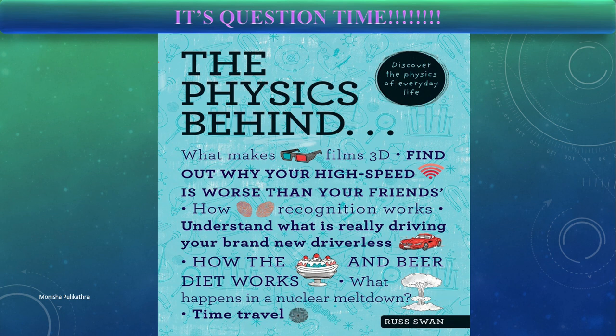First is what makes 3D films 3D? Next, find out why your high-speed internet is worse than your friends'. Next, how the fingerprint recognition system works. Next is understand what is really driving your brand new driverless car. If it is driverless, then what is driving it? How the diet works in ice cream and beer, of course. Then last, what happens in a nuclear meltdown? What do you mean by nuclear meltdown? And time travel. It's a fascinating thing which I really like the most. What is time travel?